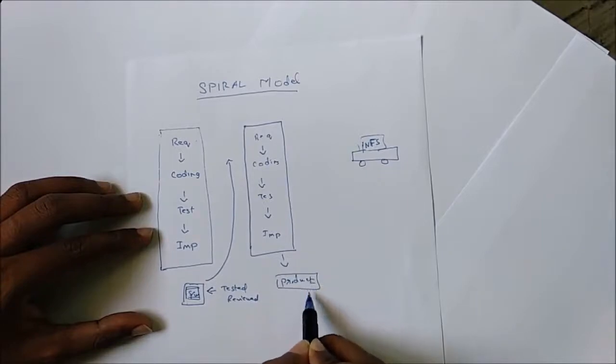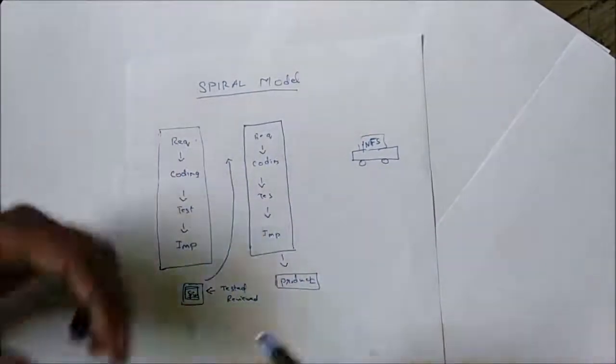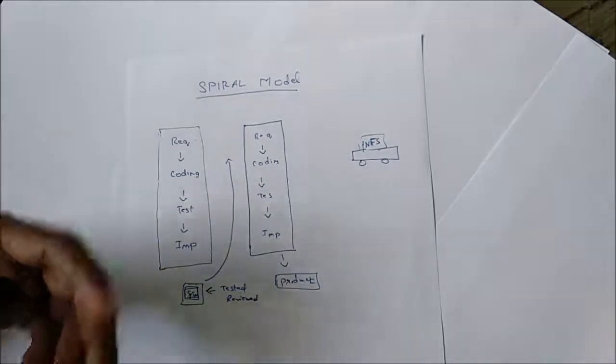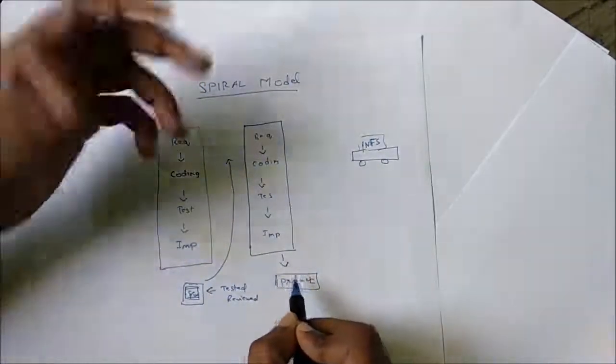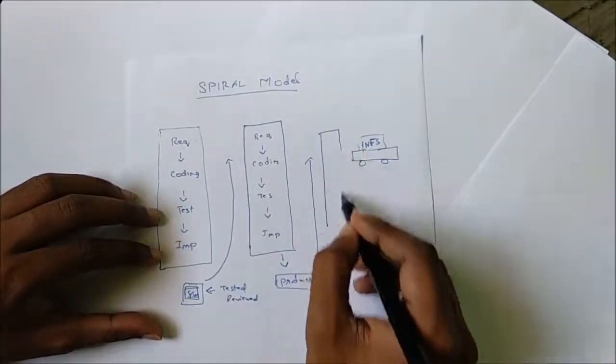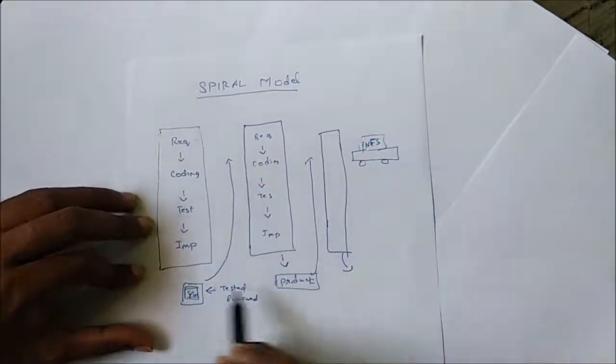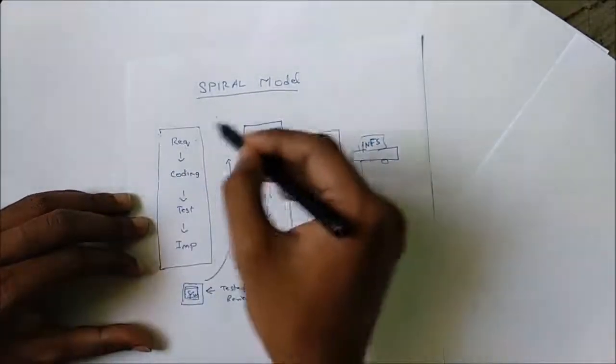Here this product will be tested, and if the customer is satisfied, it is fine. If not, if they need more, and if they need some other changes, that will be put as a requirement for the next cycle. So this process will be going on continuously. This is called spiral model. It is kind of spiraling.